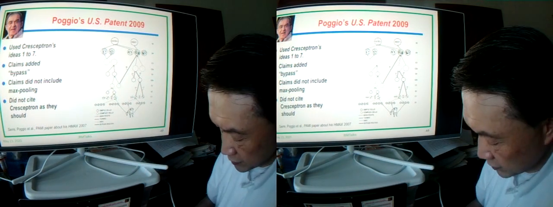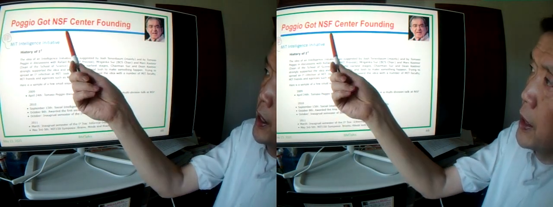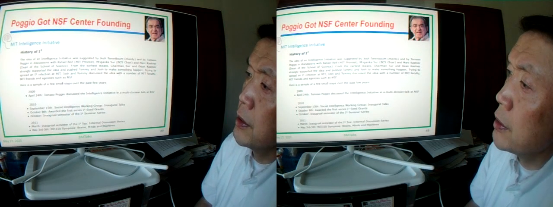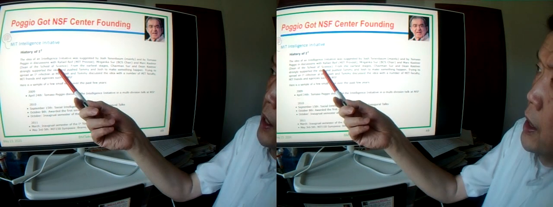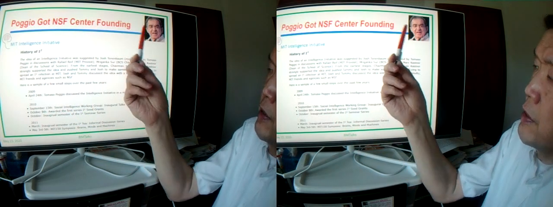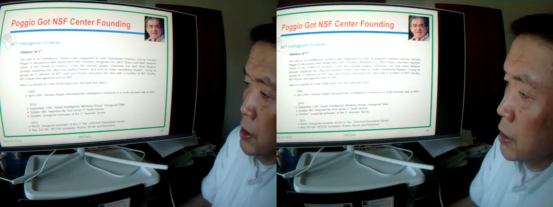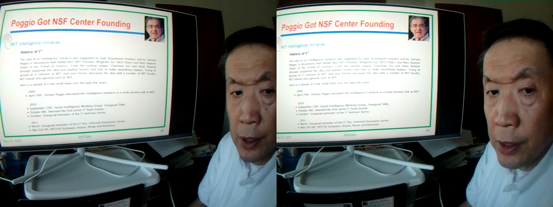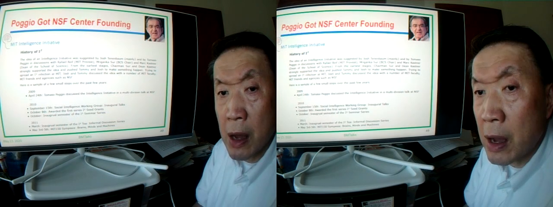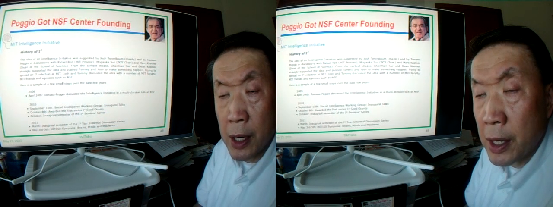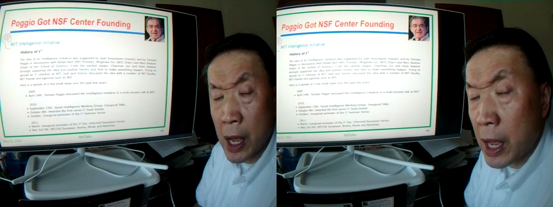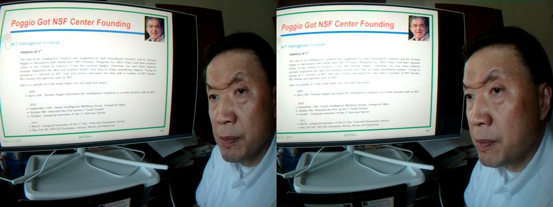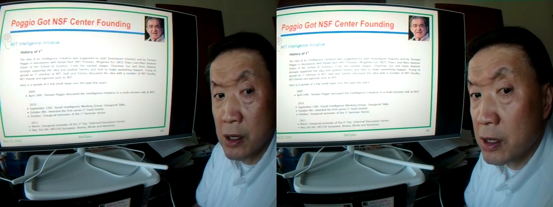Very surprising. Then Purdue got invited to the National Science Foundation as a distinguished speaker and used the idea of Cresceptron. Then they received NSF Center funding. And those are the chronicle of the activities. As soon as they got the idea, they never cited our work and never contacted me anymore. At a certain point, I sent an email to Purdue asking why they don't cite our Cresceptron while using our idea. They did not even respond.